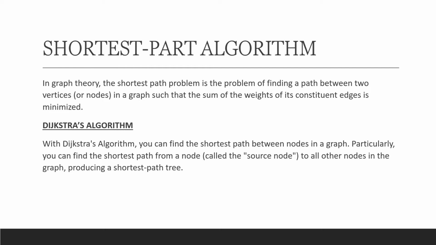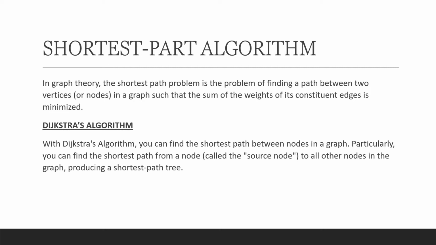So now we go to the shortest path algorithm. In graph theory, the shortest path problem is the problem of finding a path between two vertices or nodes in a graph such that the sum of the weights of its constituent edges is minimized. There are several types of shortest path algorithm, but in this explanation we just go to Dijkstra's algorithm.